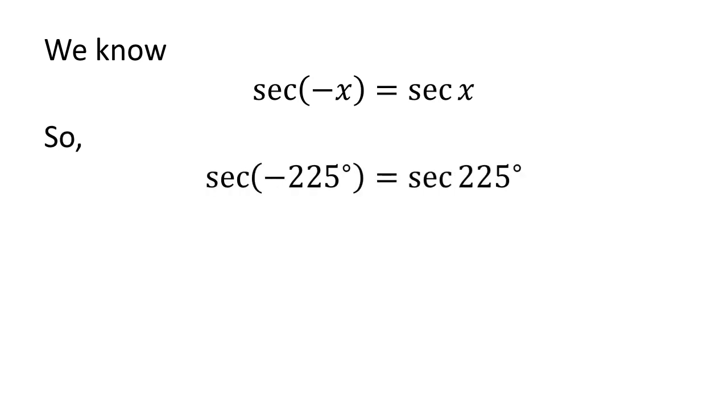Let us apply the above identity for secant of minus 225 degree. Here x is 225 degree. So secant of minus 225 degree is equal to secant of 225 degree.